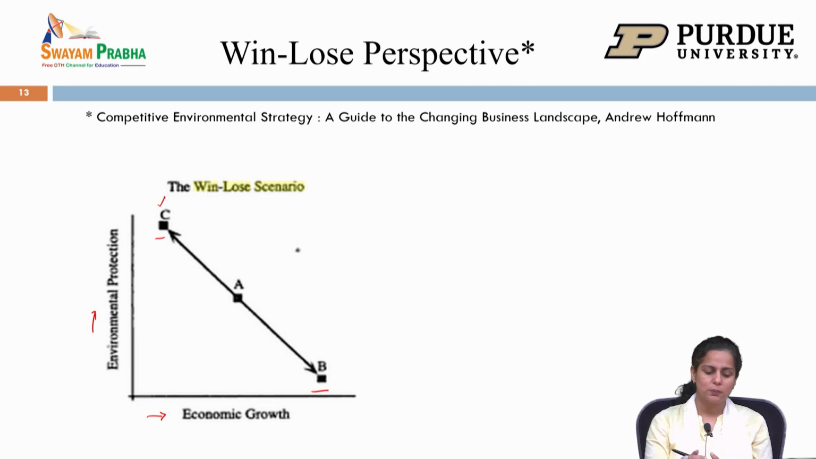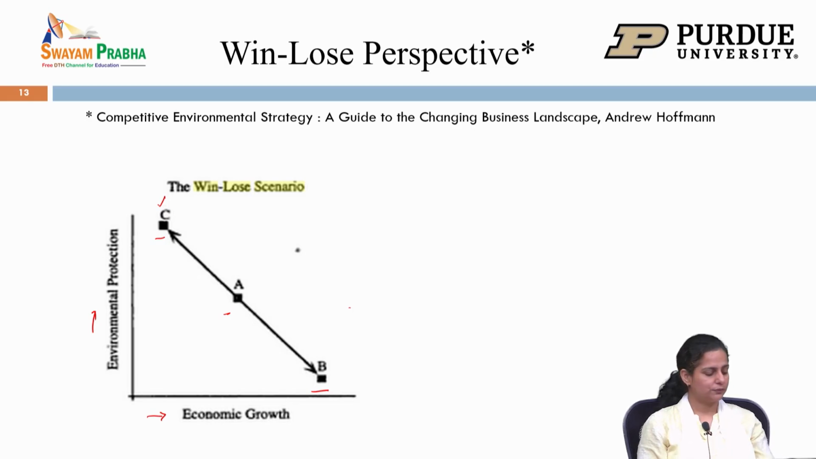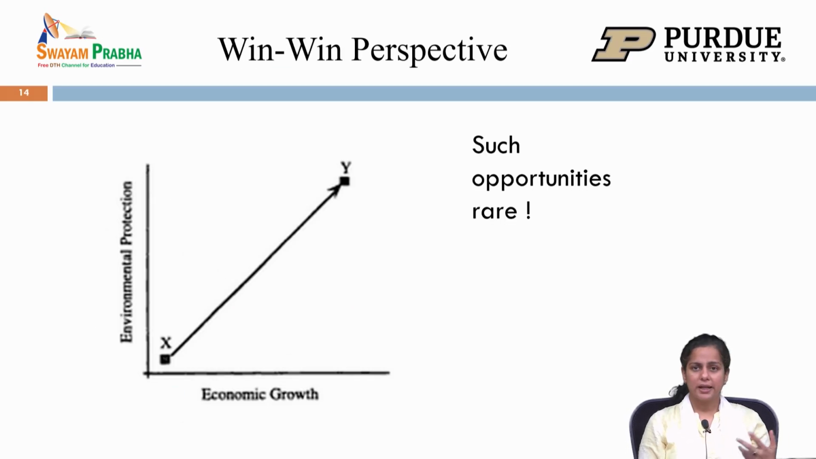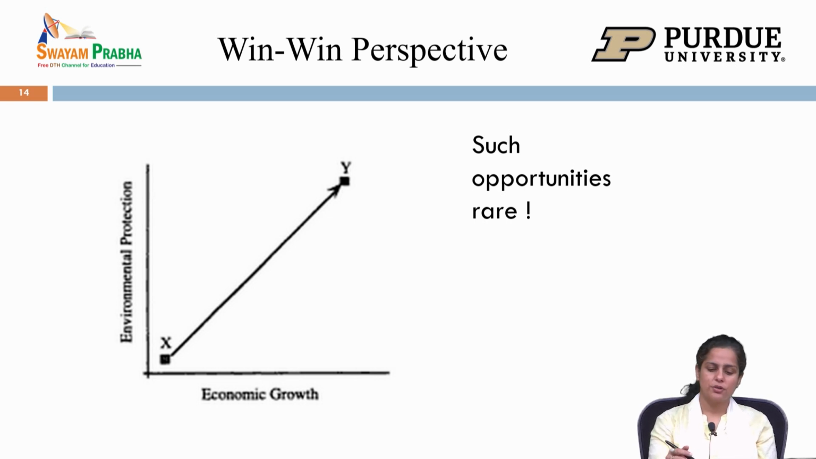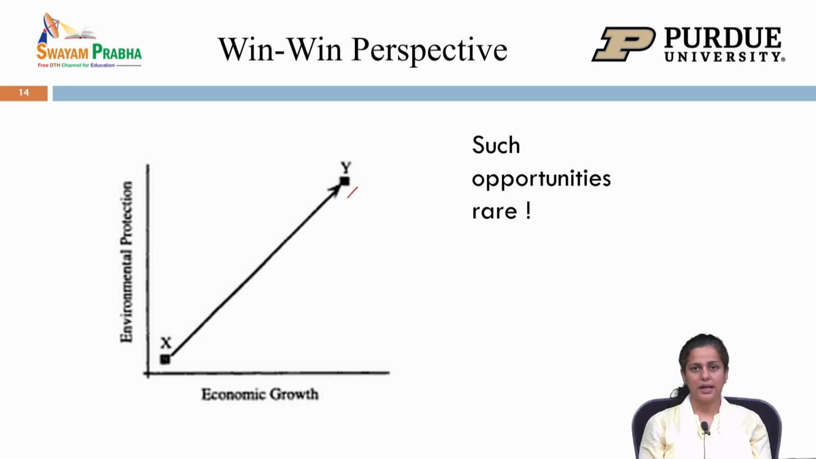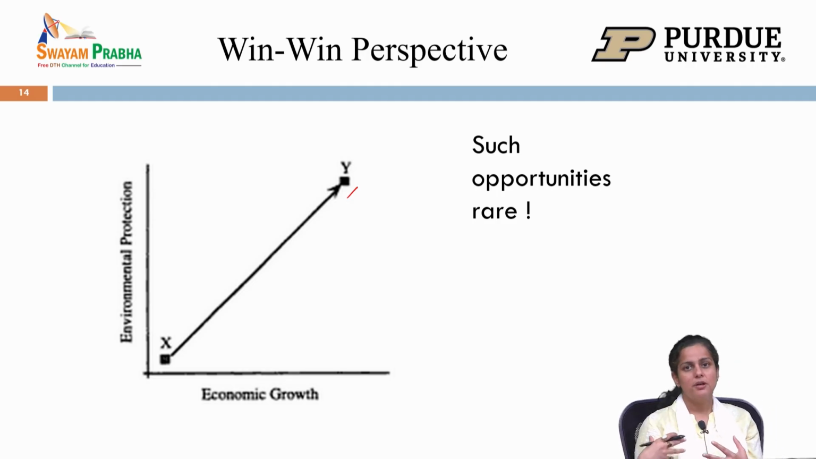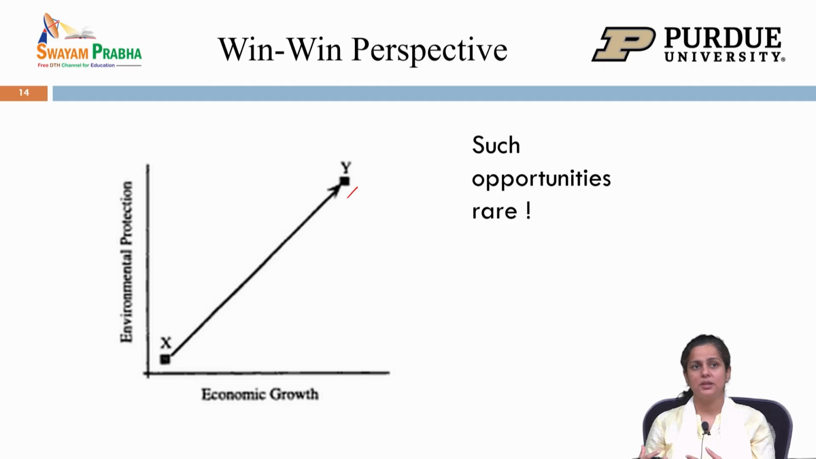And of course, most people will settle somewhere in this region where you have a balanced approach. But this is a win-lose perspective. We can have a win-win perspective where your economic growth actually improves the environment, and that could be like we set up a new wetland, and that wetland is providing, let's say, job opportunities and more production from that system, and that also leads to the environmental protection.